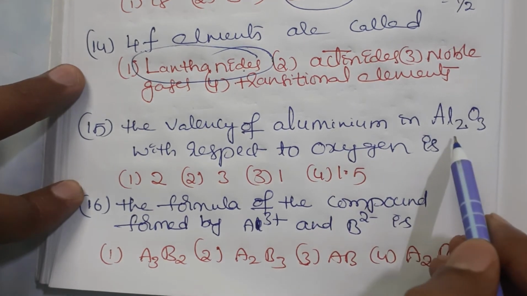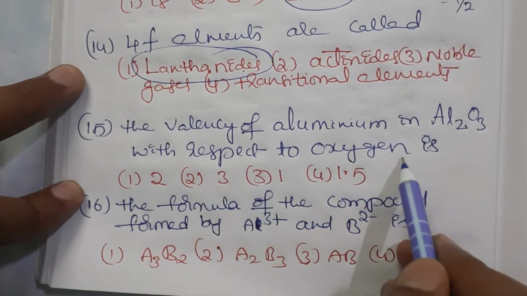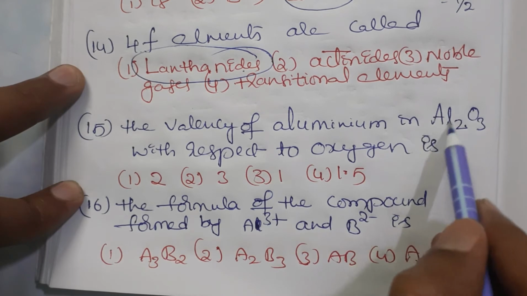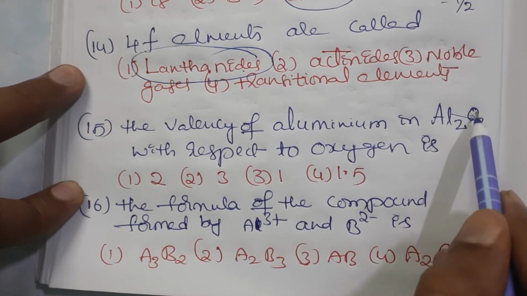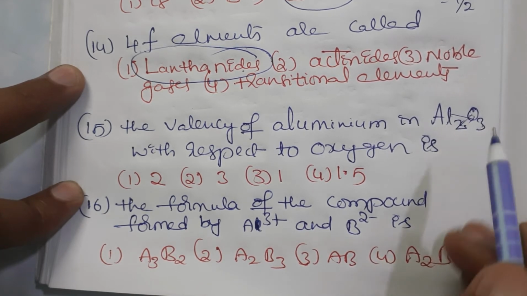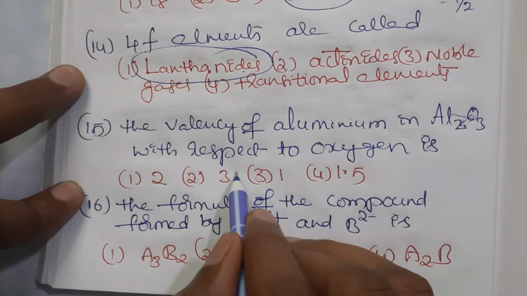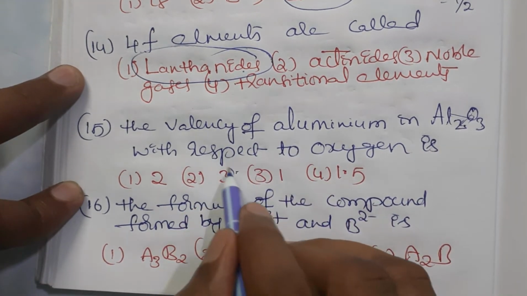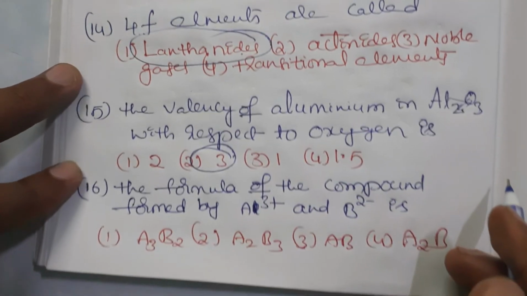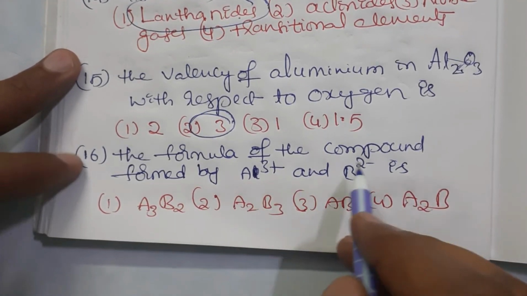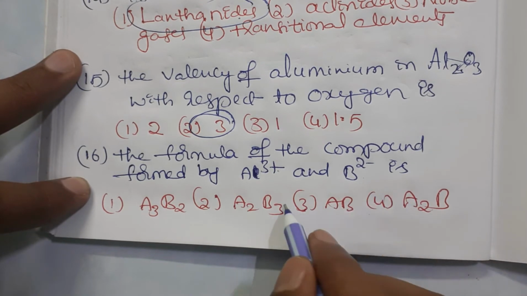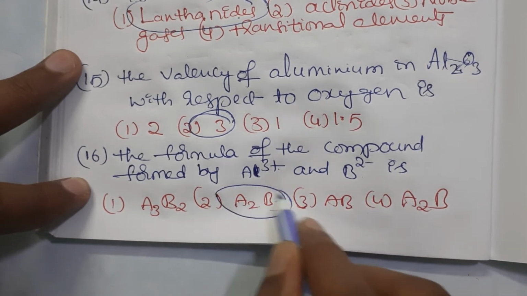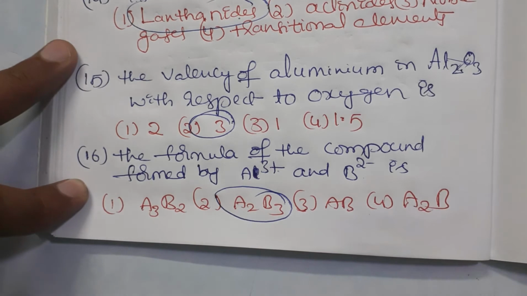Valency of aluminium in Al2O3 with respect to oxygen: the number opposite aluminium is 3, and the number opposite oxygen is 2. So oxygen valency is 2 and aluminium valency is 3. Aluminium valency is asked in the question, so it is 3, students. Next, the formula of the compound formed by A3+ and B2-: A2B3, students. It already came as A2B3 in the previous questions.